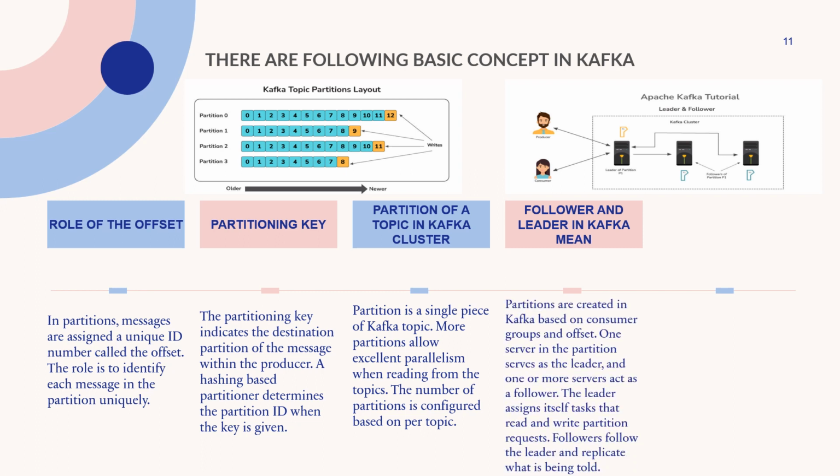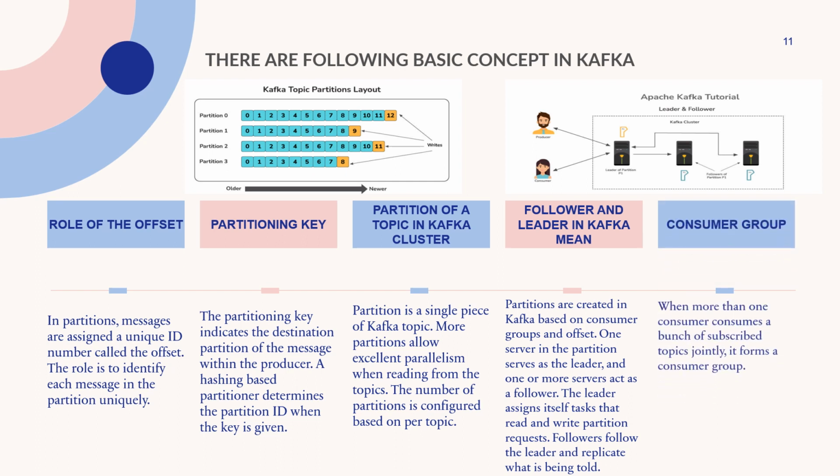Partitions are created in Kafka based on consumer group and offset. One server in the partition serves as a leader and another server acts as a follower. The leader assigns itself the task, as we saw in the picture. The leader handles read and write partition requests, and the follower follows the leader and replicates what it is told. Okay.